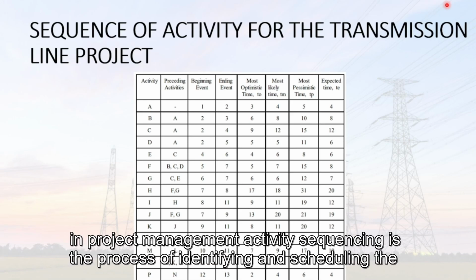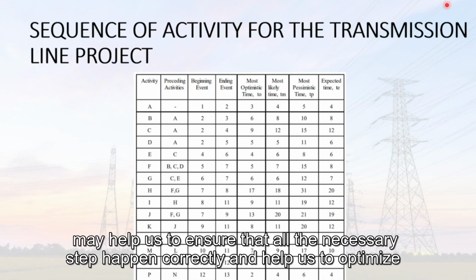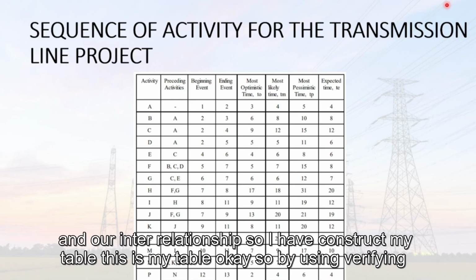In project management, activity sequencing is the process of identifying and scheduling the individual activities that make up a project. By sequencing the activities logically, it helps us to ensure that all the necessary steps happen correctly and helps us to optimize our resources efficiently. By the data given, we have our activities' expected times and interrelationships. So I have constructed my table.